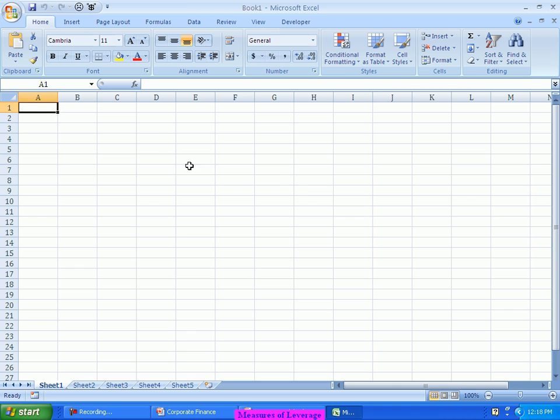Let's say we'll talk about two companies where both of them have made sales of 100 only. 100 million is the sales which both these companies have made, and let me say they have sold 10 units each at 10 million. They have produced 10 units, and they sold each unit at 10 million.